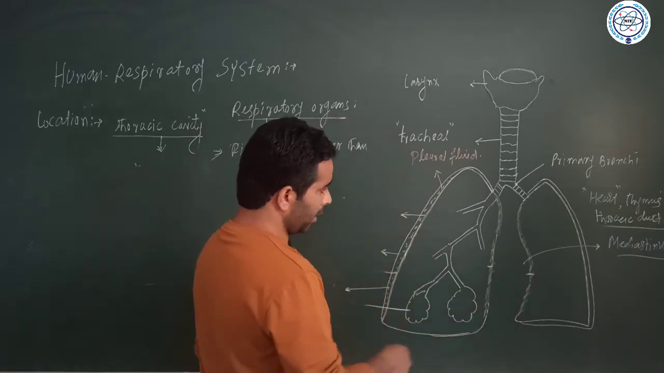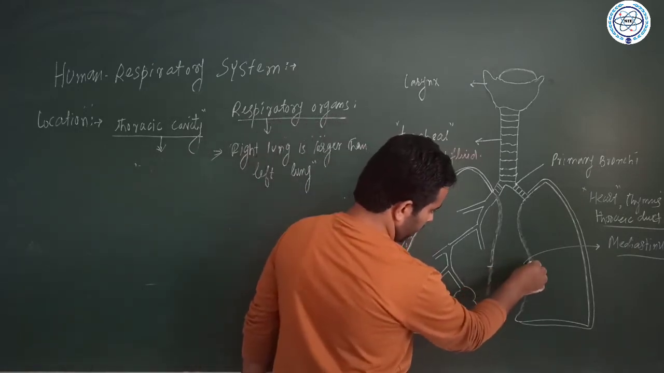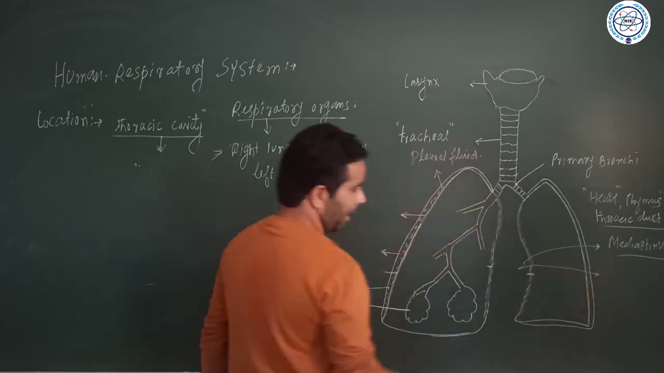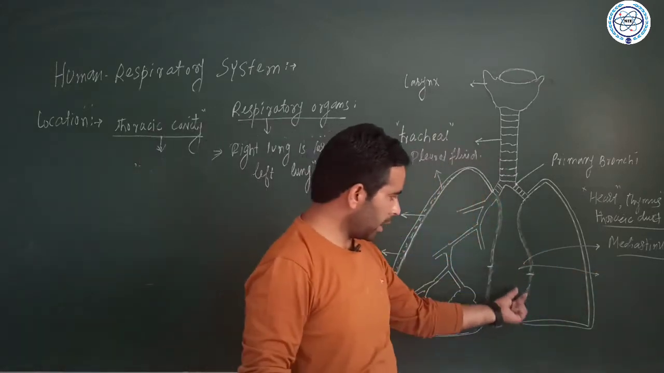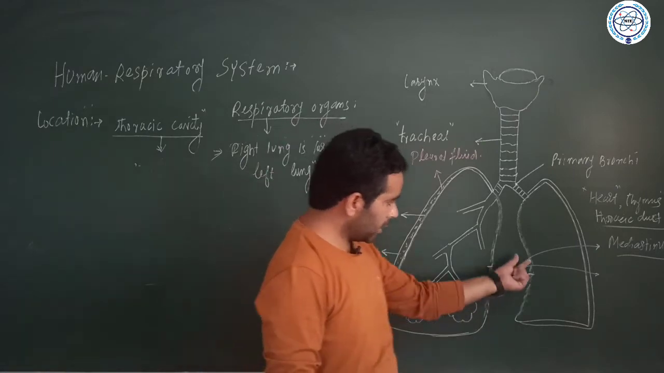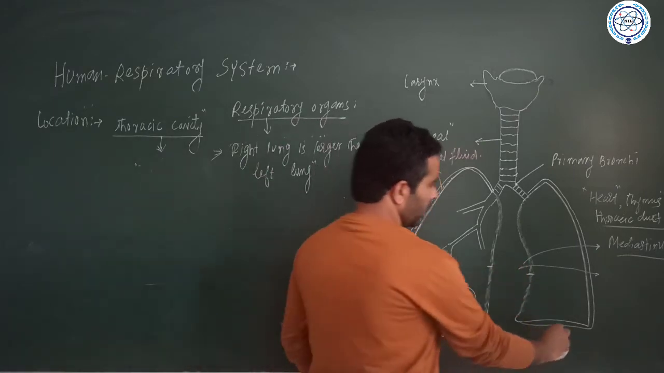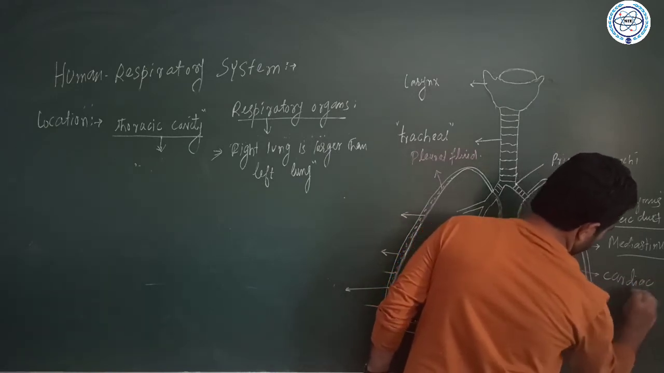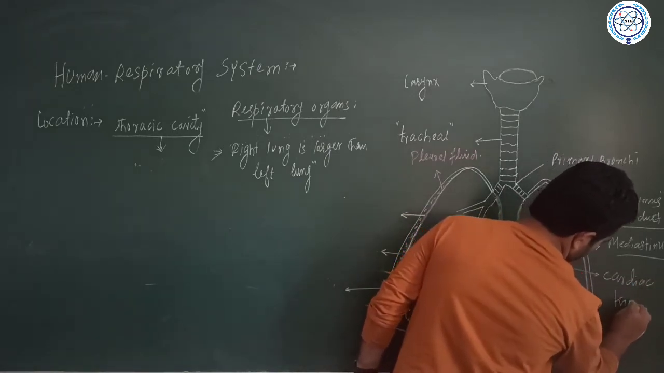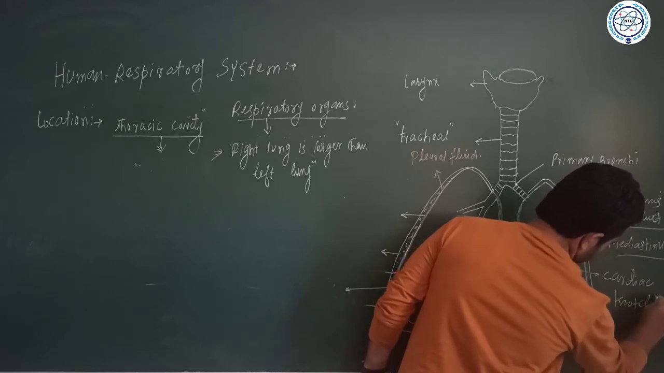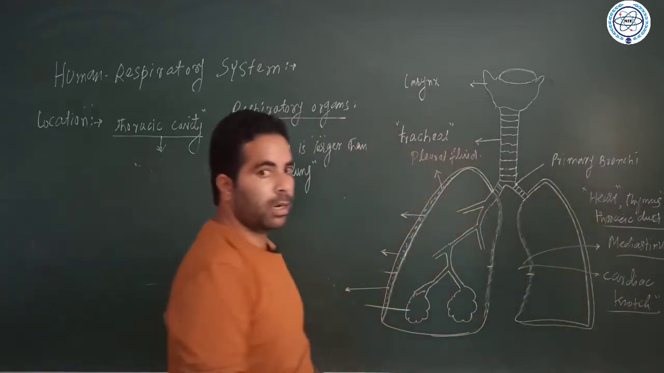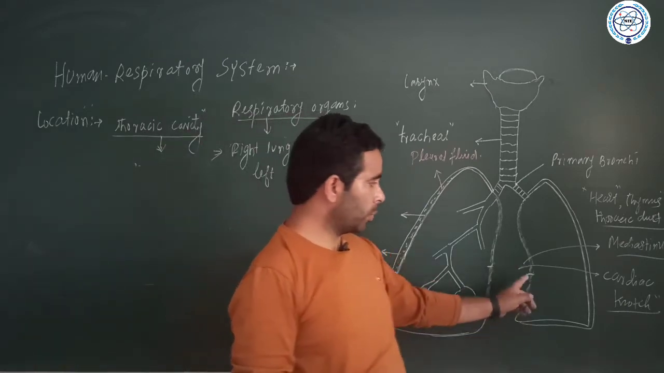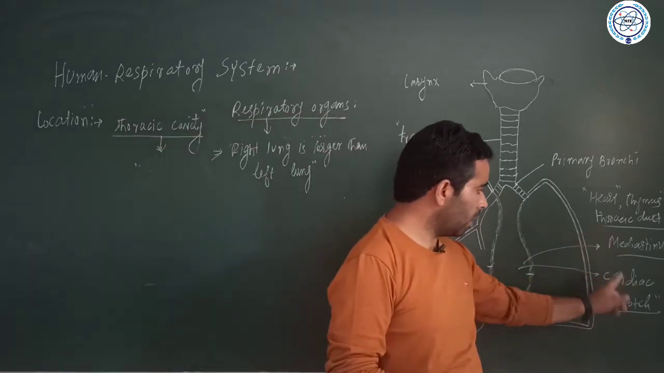And one more thing, in the left lung there is a cavity, there is a space, a concavity rather, and this concavity in the left lung is known as cardiac notch. And this cardiac notch, that is why, cardiac refers to the heart. So in the left lung there is a concavity, there is a space. This is the space for the heart.